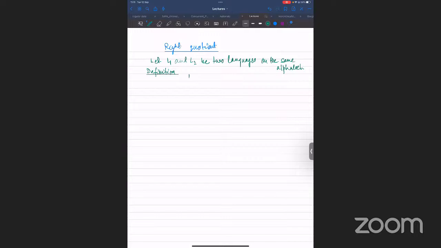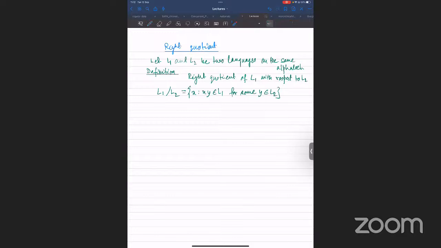Now, the right quotient of L1 with respect to L2, so we are going to denote it like this, is a set of X such that XY belongs to L1 for some Y in L2.